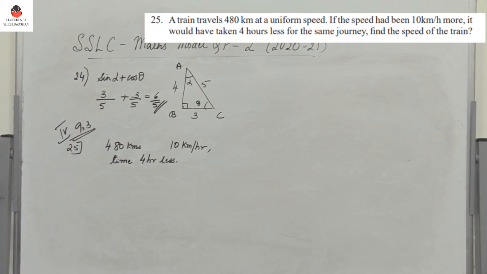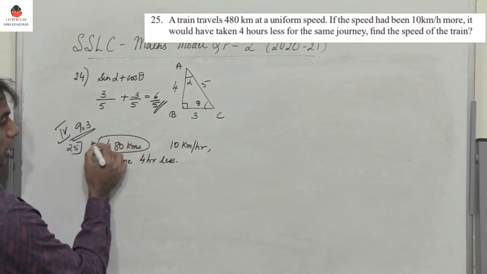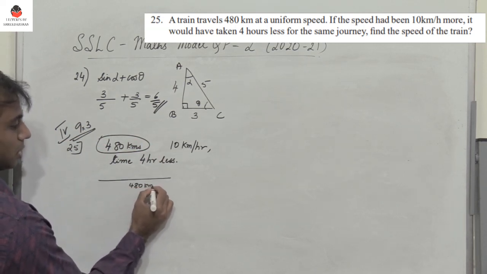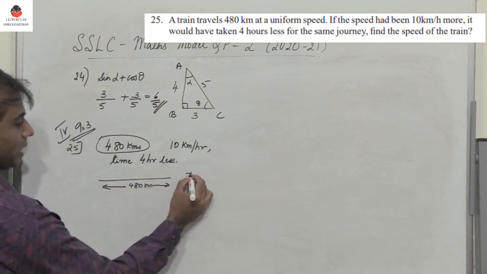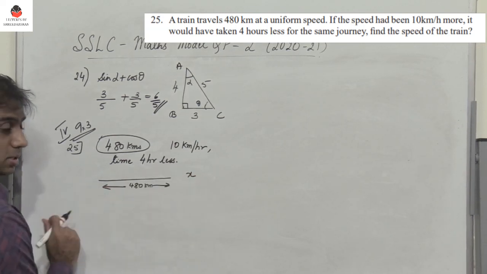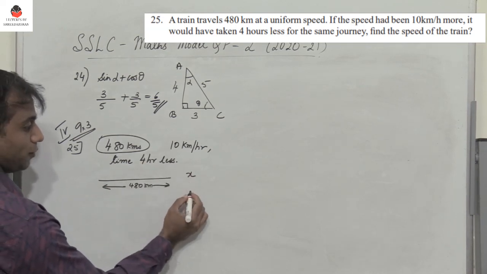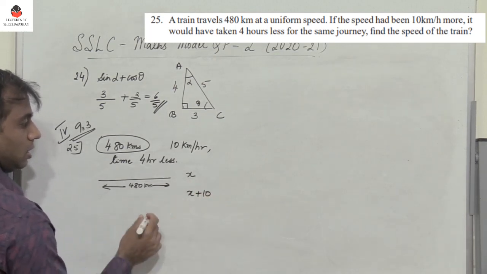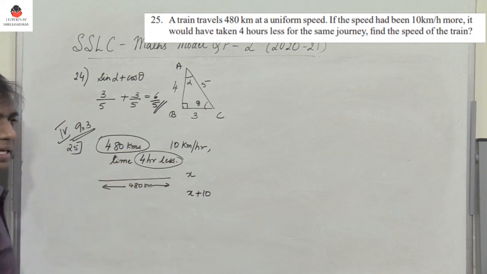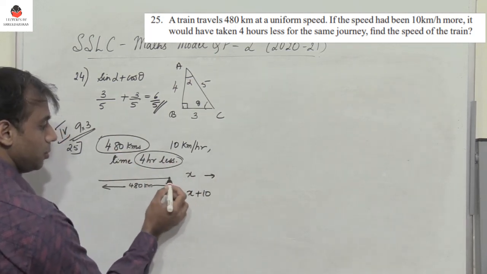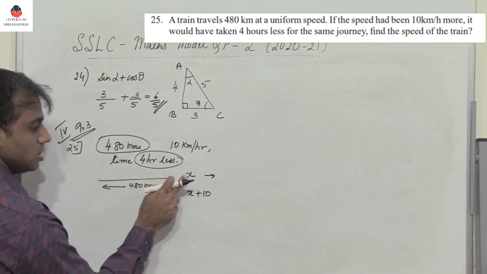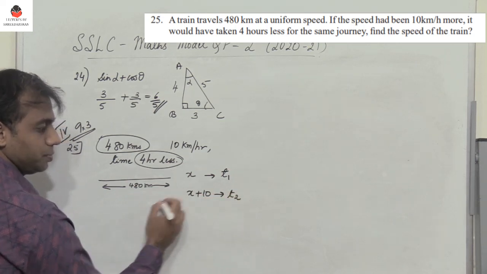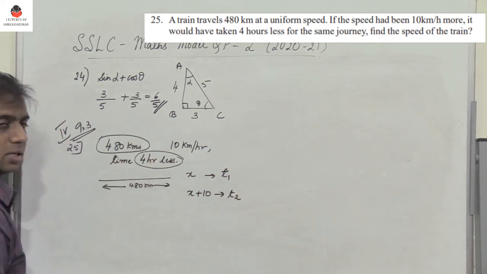Now in both the cases, the distance traveled is 480 kilometers. So let us assume that this is 480 kilometers. The train travels at a constant speed x, the same distance. Now in the next case, if the train would have travelled at the speed x plus 10, then the time taken would have been 4 hours less. So if the time taken for the train to travel 480 kilometers at a speed x is t1 and this is t2, then t2 is 4 hours less compared to t1.